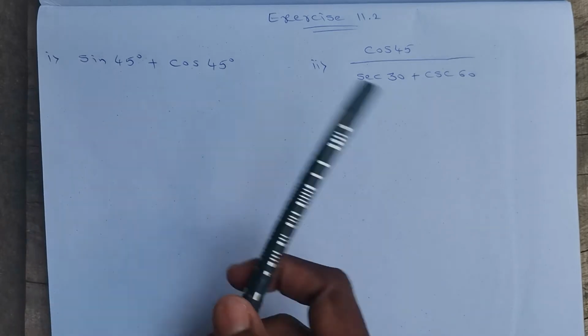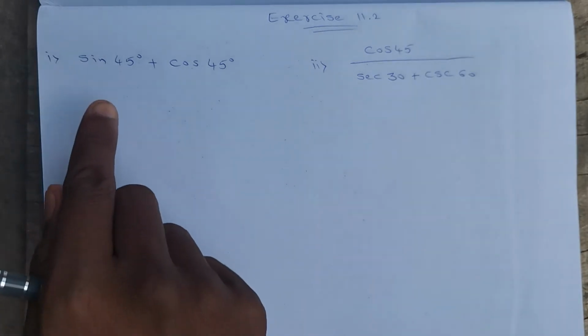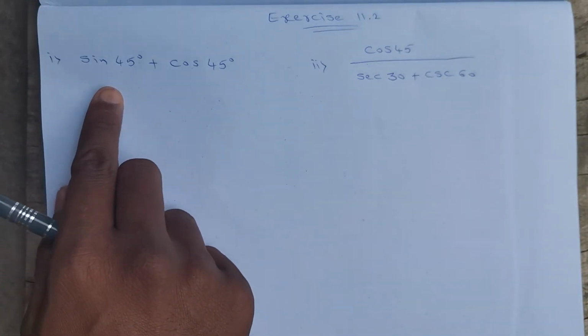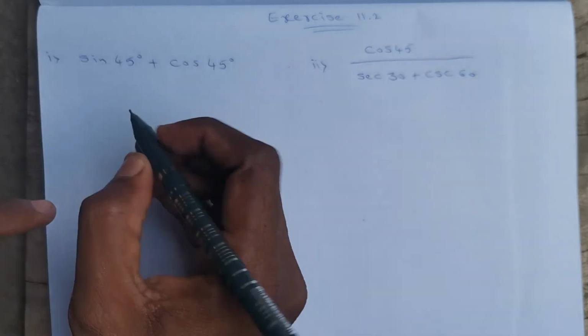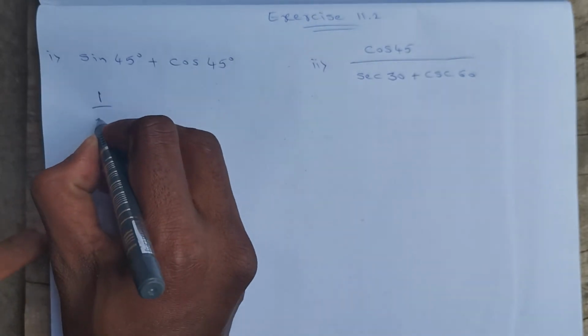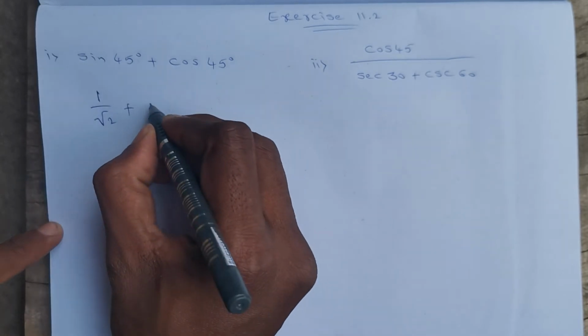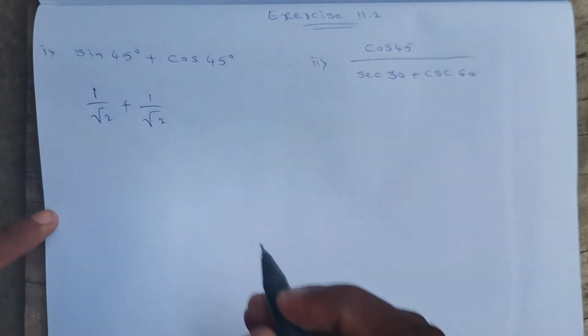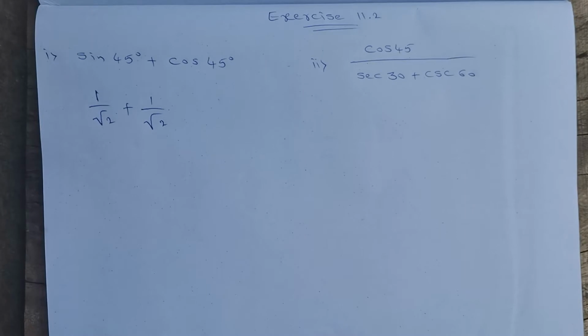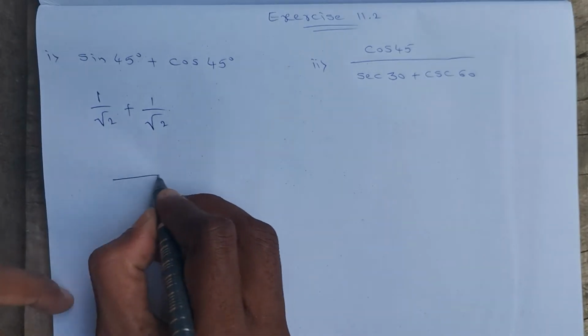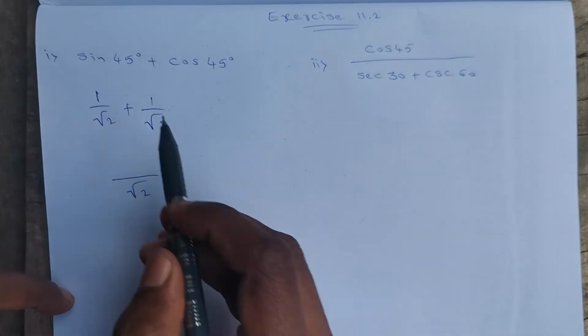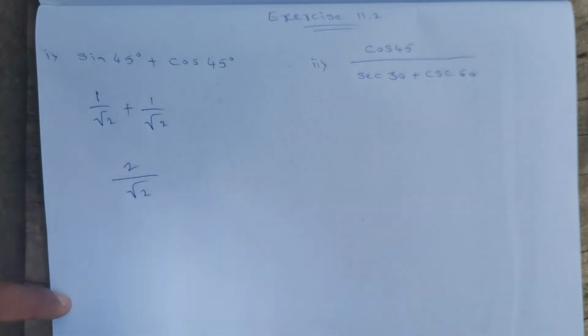Sine 45 degrees plus cos 45 degrees. Sine 45 value is 1 by root 2 plus cos 45 also 1 by root 2. Now here both the denominators are same, so write it once. Add the numerators. 1 plus 1, 2.